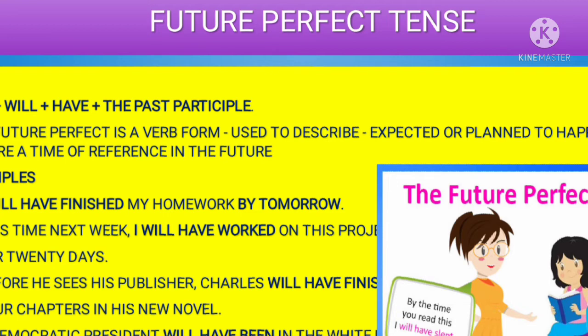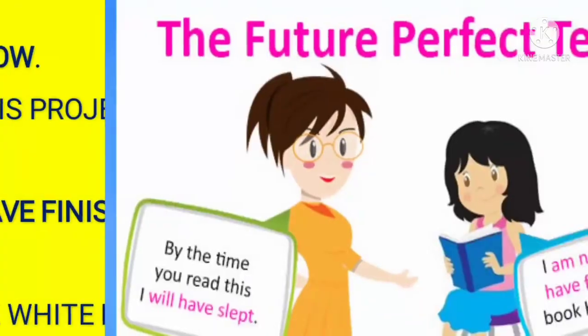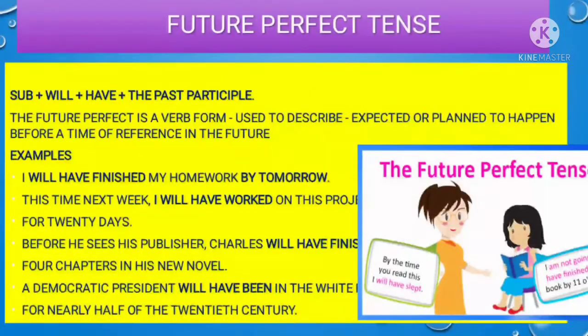So something we need to finish before an expected time only, we say future perfect tense. The form is subject plus will or shall plus have plus V3. The have is for perfect, then will is already there for future. So it is a future perfect tense.